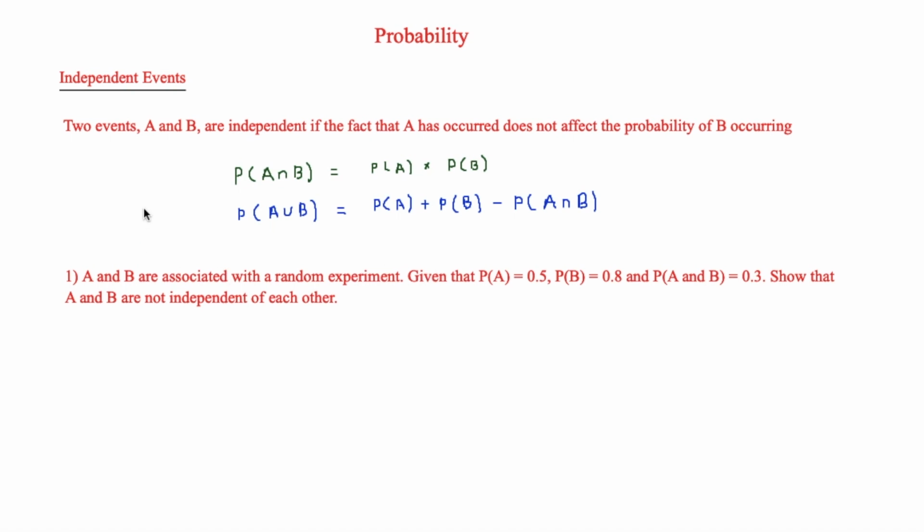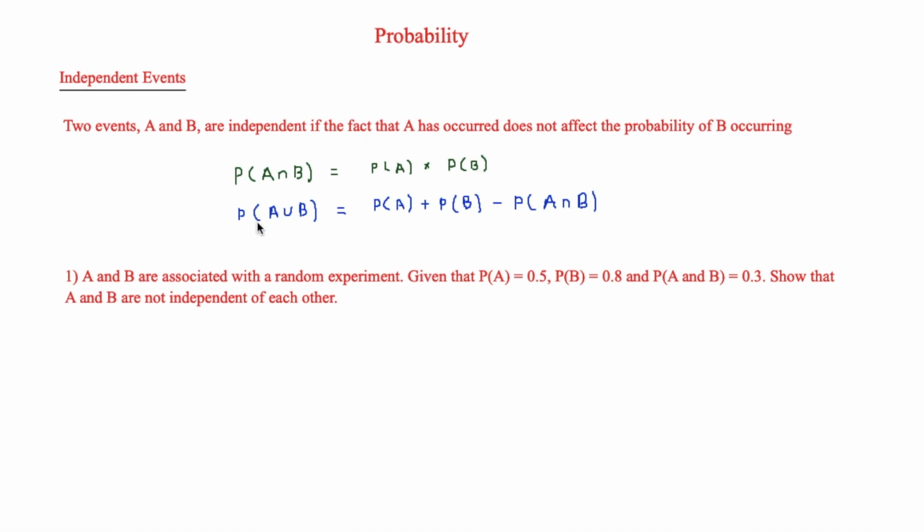Two events, A and B, are independent if the fact that A has occurred does not affect the probability of B occurring. So for example, two events that may not be independent would be the probability of selling an ice cream and then the probability of it being sunny, as one of them is linked to the other one, so they are not independent events. But if they are independent, then you would say that the probability of A and B is equal to the probability of A times by the probability of B.